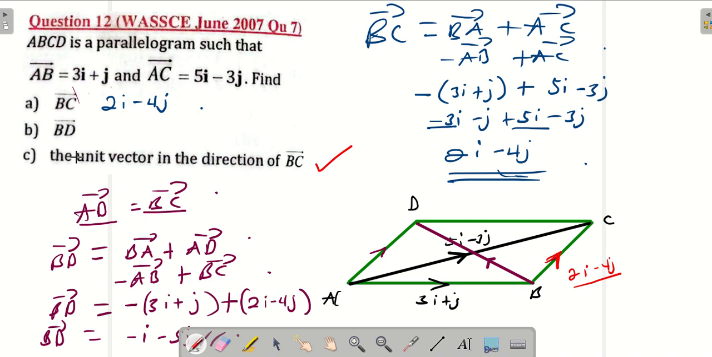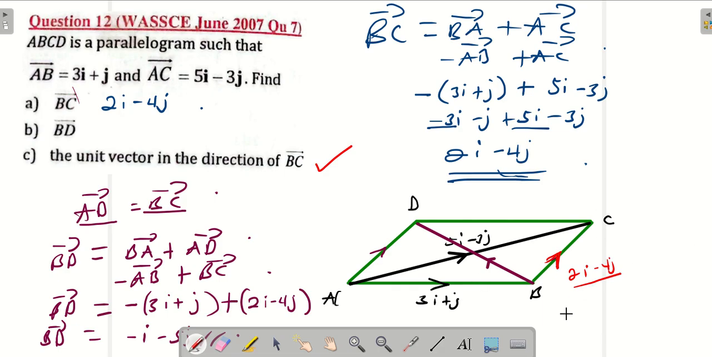And the question says we should find the unit vector in the direction of BC. So all we are looking for is the unit vector of BC. Another way to say that is find the unit vector of any vector parallel to BC. And we know that parallel lines have the same unit vectors. So you find the unit vector of this.